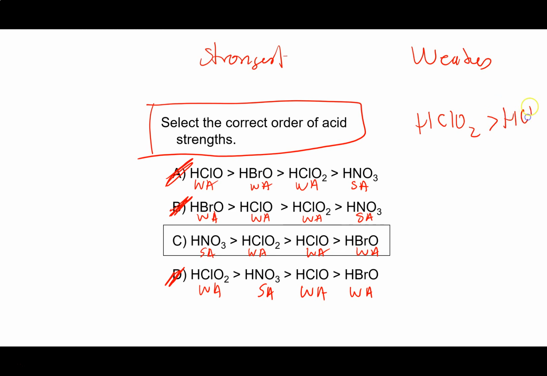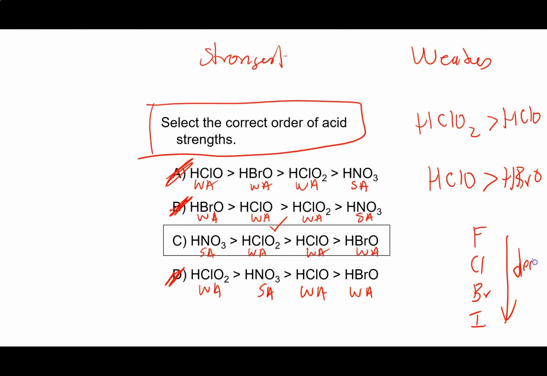Is HClO2 really a stronger acid than HClO? And it is, because it has more oxygen atoms, so that looks good. And then I have to ask myself, is HClO really greater than HBrO? And it is, because electronegativity decreases as we go down, so it decreases. That means that chlorine is more electronegative than bromine, so we would expect HClO to be a stronger acid than HBrO. So that is most definitely correct.